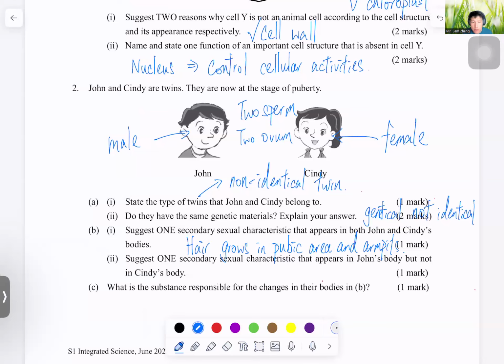So in fact, we will notice that one of the secondary characteristics that is different would be the beard growing on the face for John, or the larynx becoming larger in size, or the voice becoming deeper. These are some examples of secondary sexual characteristics that only appear in male, but not in female. So in this case, maybe I just choose one of them. The beard, okay, grows on the face.